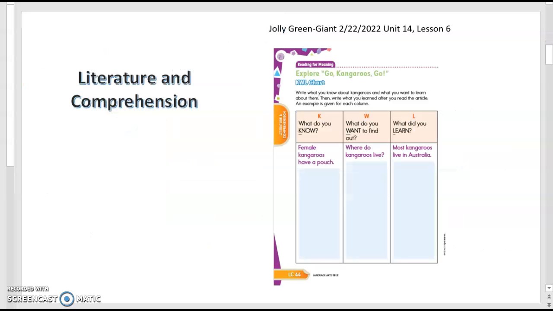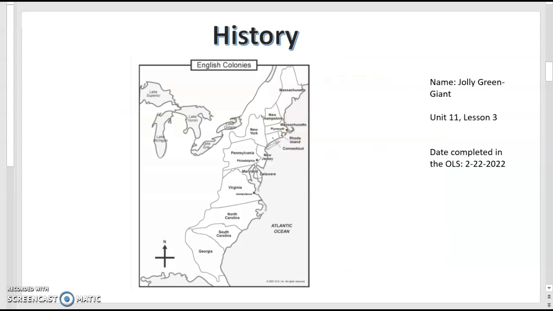For Literature and Comprehension, I have Unit 14, Lesson 6. Again, February 22nd, 2022. I really try to put everything on the same day, so it's just one easy collection for you. For History, I have Unit 11, Lesson 3, February 22nd, 2022.